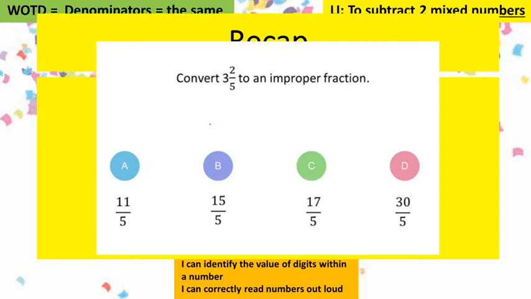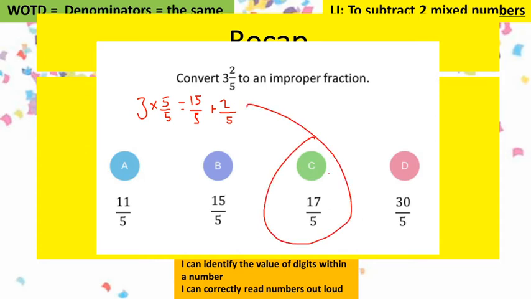Right, so hopefully you've chosen A, B, C or D. So our method was whole number times the bottom number, the denominator. So 3 times 5, which is 15, add 2. So 15 add 2 is 17 because it's the same as saying 3 times 5/5. So 3 lots of 5/5, which equals 15/5. And then you need to add your 2/5 on the end. So just a slightly quicker version is whole number times denominator plus numerator. So the answer is indeed C.